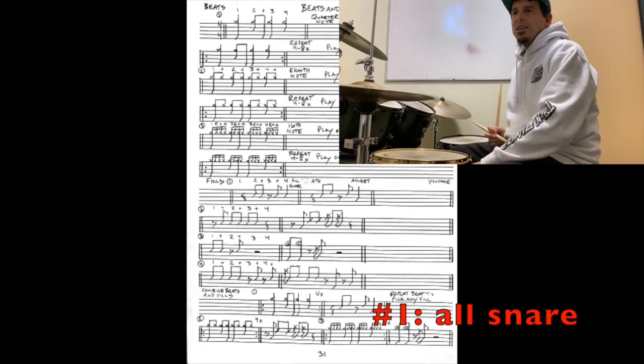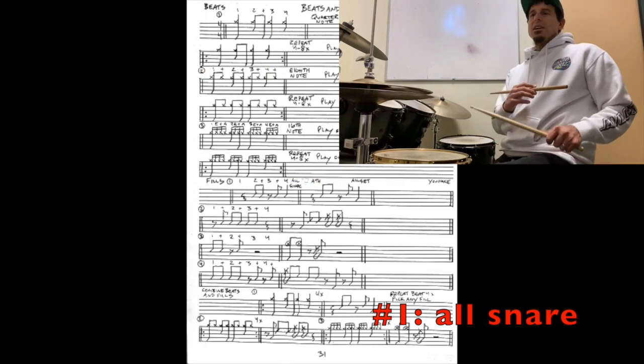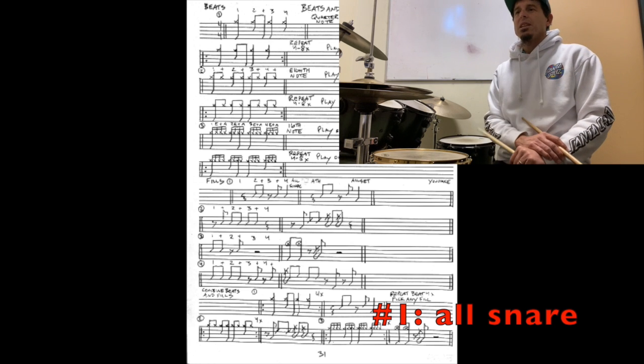Okay, fill number 1. We have a quarter note rest on beat 1, 8th notes on beat 2. We have an 8th note rest on the downbeat of 3. We'll hit the end of that beat. And then we have a quarter note on beat 4. So this is all snare.